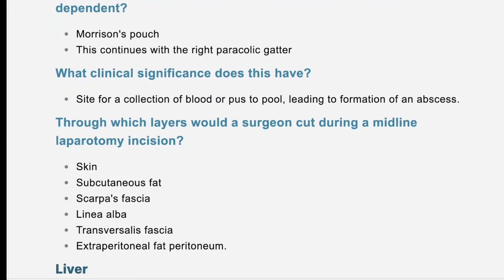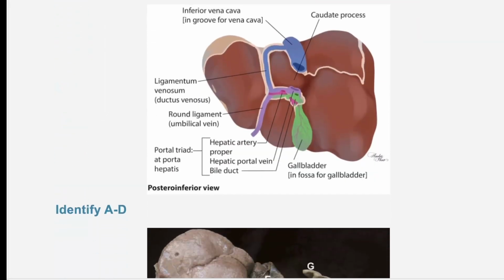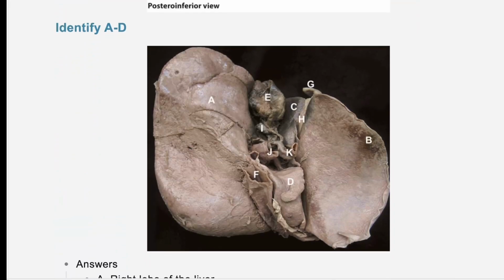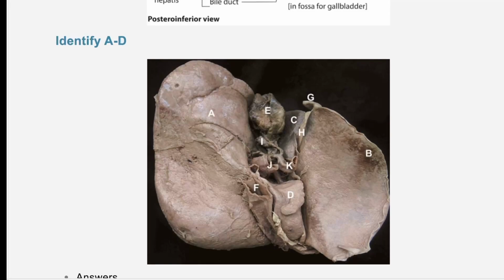Right? Okay. The liver next. So we need to identify a few structures on this slide of the liver. Of course we have B as the left lobe of the liver, and A is the right lobe of the liver, E is the gallbladder, C is the quadrate lobe, and then G is the falciform ligament, and H is the fissure for ligamentum teres, and then we have D as the caudate lobe.